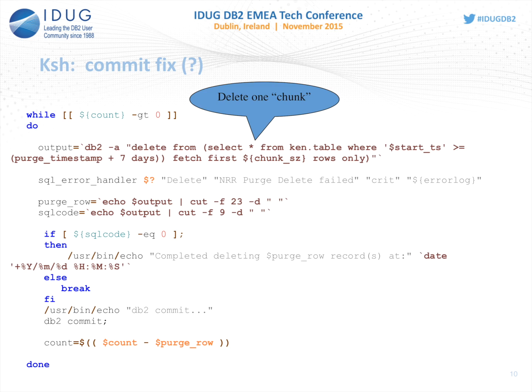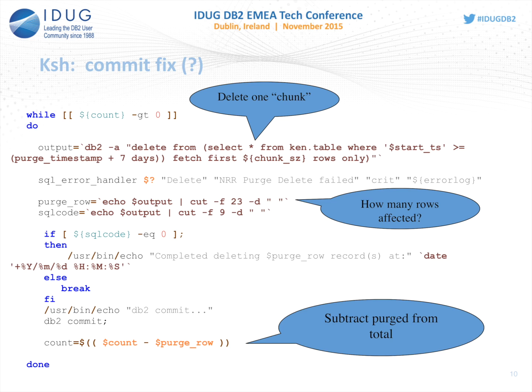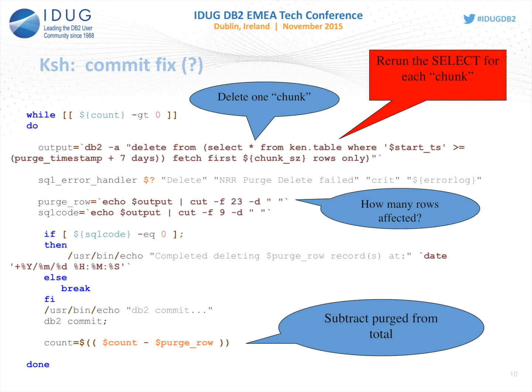So I'm going to delete one chunk at a time in a loop here. And now I've got to do some error checking. I've got to figure out how many rows I really deleted. So I'm doing a DB2 -a up there, which returns the SQLCA response. And then I've got to do some hokey piping through cut. I'm not real happy with this as a solution because it's kind of fragile. What if something changes in that SQLCA output? But that's a brute force way to get how many rows were affected.